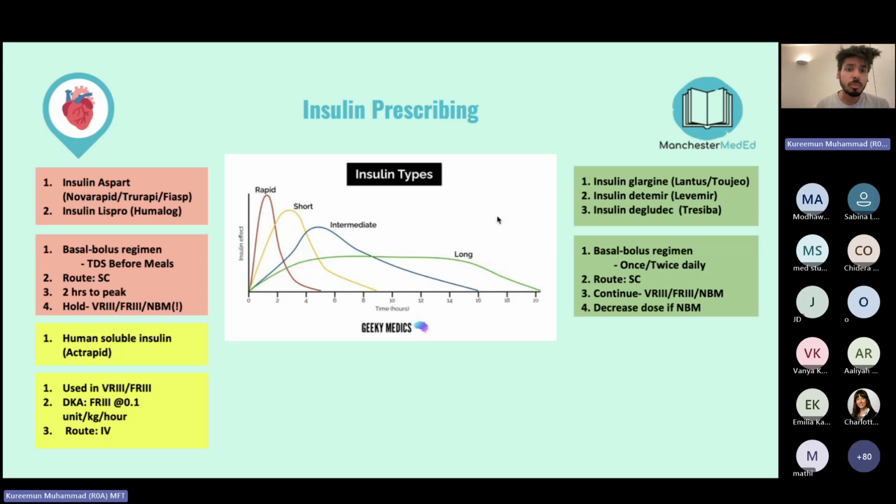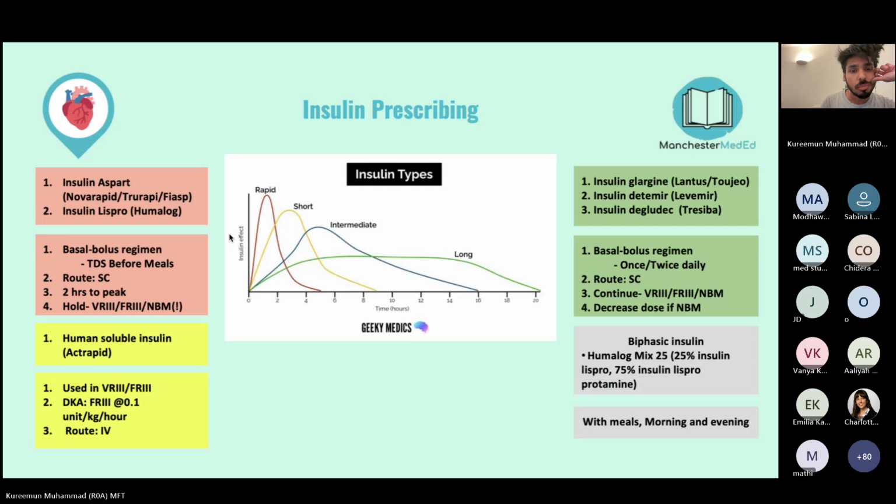For them, you can either prescribe them once daily or twice daily. It depends, because some of those insulins are ultra long acting. I believe Tresiba is the ultra long acting one, so you would only prescribe it once daily, because its effect lasts a lot longer compared to the other long acting insulins. So just remember you would prescribe it once or twice daily, subcut again, and this is the insulin that you will continue when on variable rate, fixed rate, or even if they are nil by mouth, but you would decrease the dose.